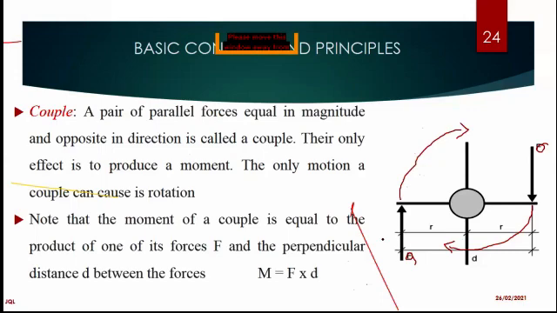So when you want to determine the moment of a couple, there is no need to calculate the moment about this point, and again do the moment about this point. No, you just calculate that moment at a specific force. If you want to calculate your moment, it will be the force times the lever arm, which is the distance in between those two forces.